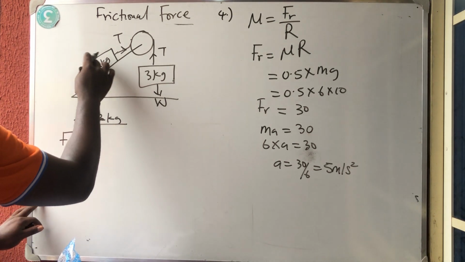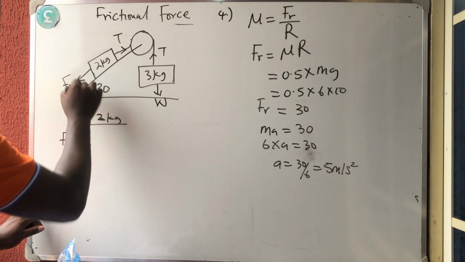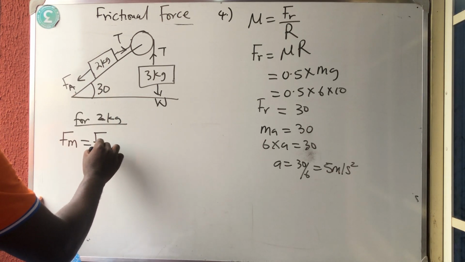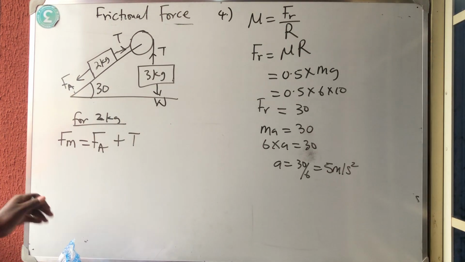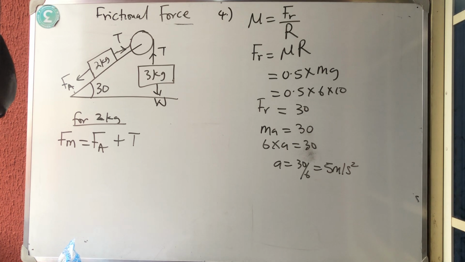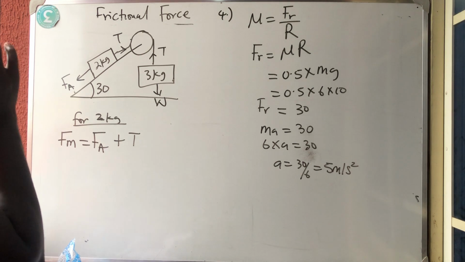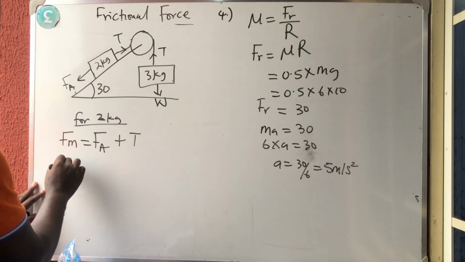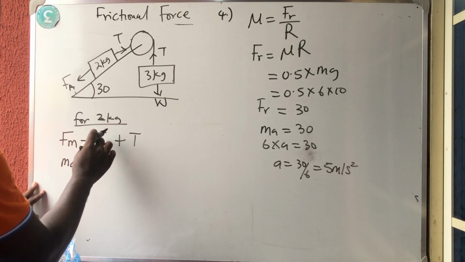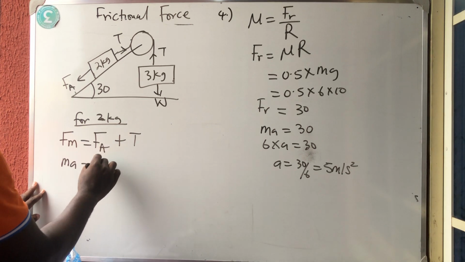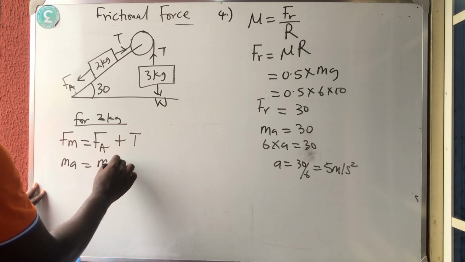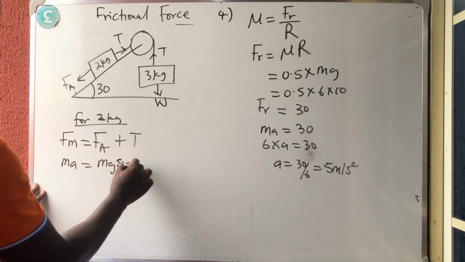Since everything is going together, what I think I'm going to have is that this is the applied force plus the tension. Applied force plus the tension. So I'm going to have that for the 2 kg mass, this is MA. MA is equal to what? The applied force here should be what? mg sine theta.